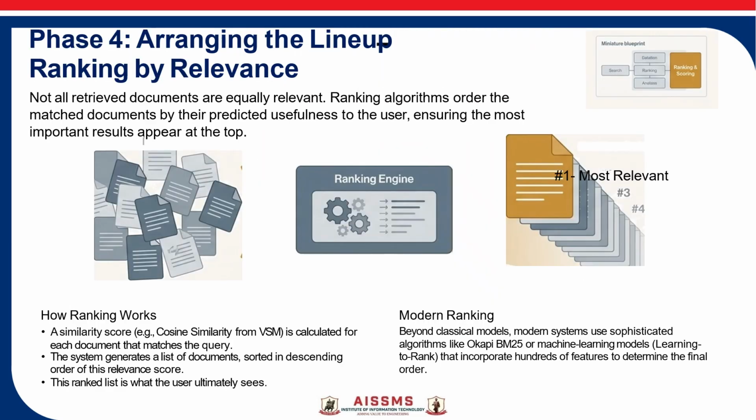Next phase is arranging the lineup. Because not all matches are equally useful, the ranking engine orders the results. It uses similarity scores to ensure the most important results appear at the top. Modern systems may use machine learning models that incorporate hundreds of different features to determine the final order.